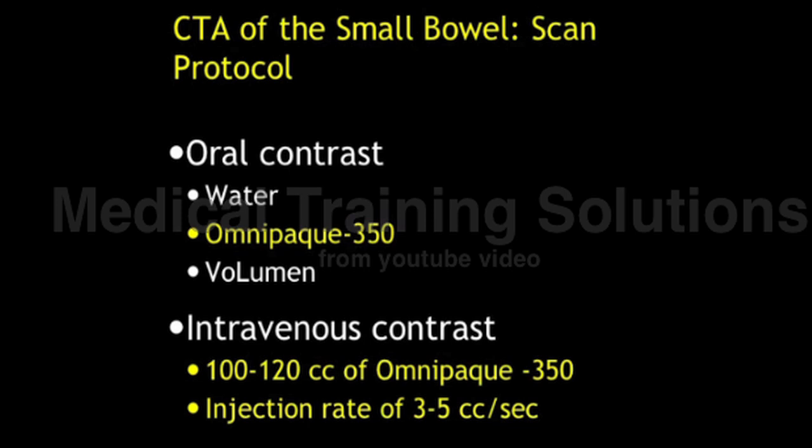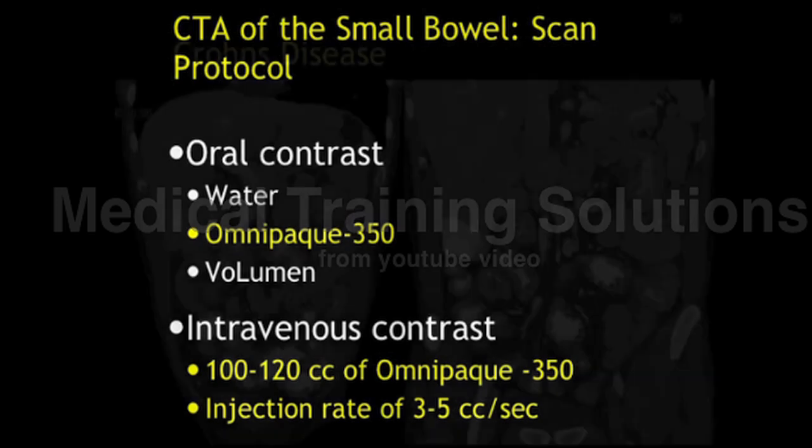Now, we know there are many ways to look at the small bowel with oral contrast. You can use positive contrast material. We commonly will use oral Omnipaque as a solution. You can use neutral agents. Water is the most common agent we use, and then Volumen when we're really doing dedicated studies, and that's typically what you call CT enterography. We always will use IV contrast material, ideally at about 5 cc's a second.